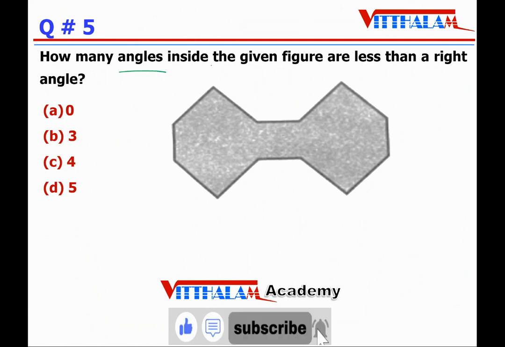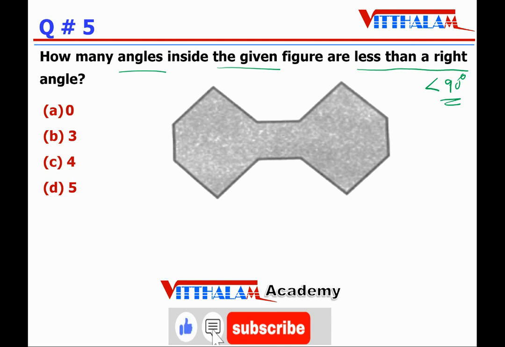How many angles inside the given figure are less than a right angle? Less than a right angle means less than 90 degrees, so it's basically an acute angle. Let's see how many angles are less than 90 degrees.